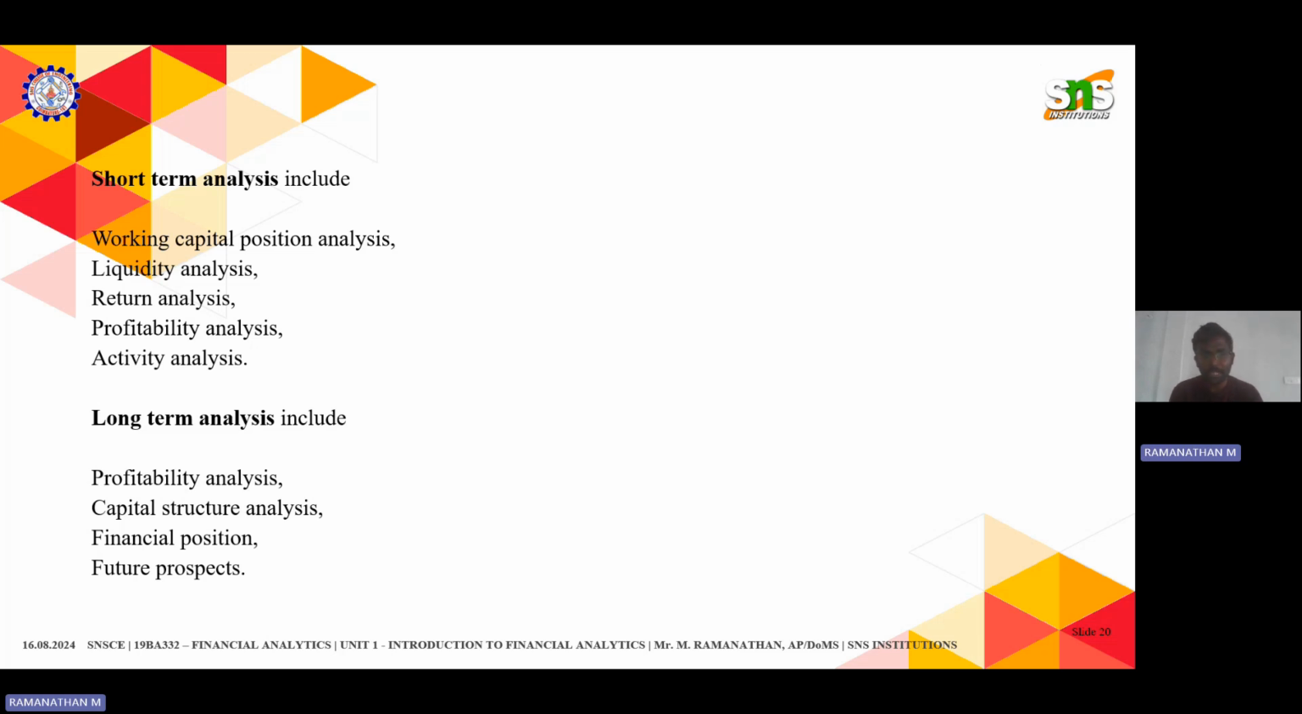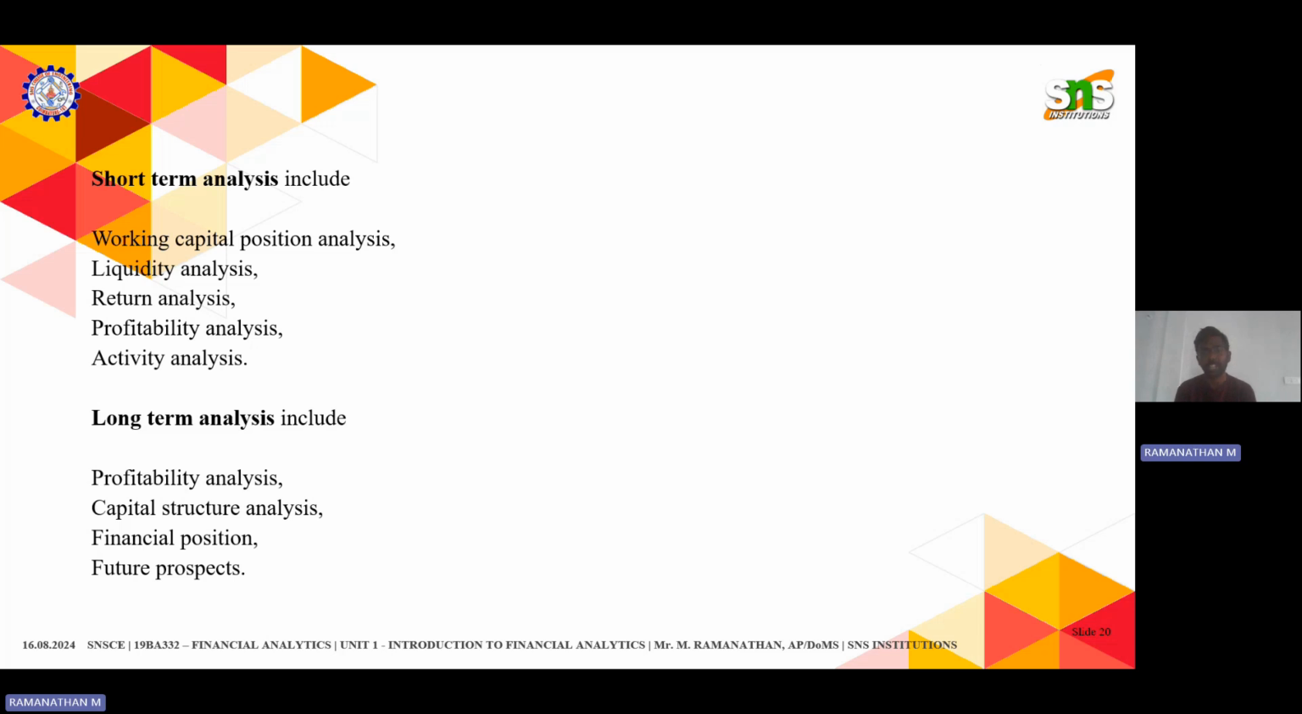If you take long-term analysis: profitability analysis, capital structure analysis, financial position analysis, and future prospects. Profitability analysis uses the income statement, capital structure analysis the balance sheet, financial position both the income statement and balance sheet, and future prospects the balance sheet and income statement. These are the analyses you can do for short-term and long-term analysis.